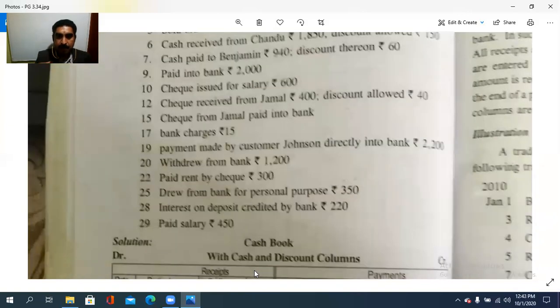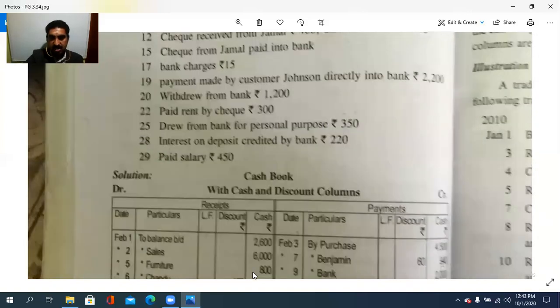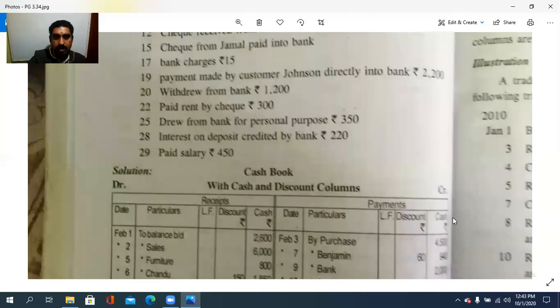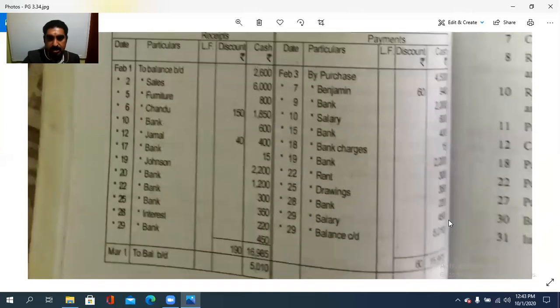And then paid rent by check. Rent paid by check, so what is the entry? Rent account debtor to bank. So by rent, see, by rent 300. Then drew from bank for personal purpose. So drawings account debtor to bank. So by drawings, see, it is coming here.